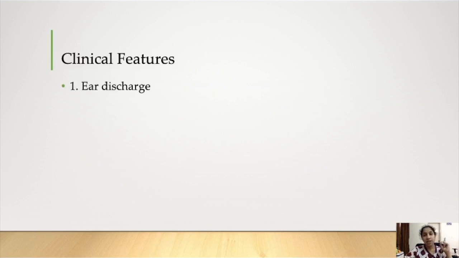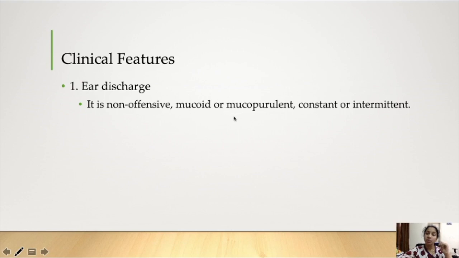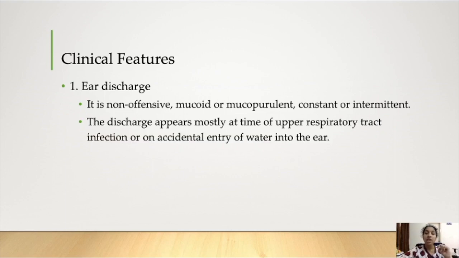Clinical features: ear discharge. It is non-offensive, mucoid or mucopurulent, constant or intermittent. It is constantly coming or only intermittently coming. So this is ear discharge. The discharge appears mostly at the time of upper respiratory tract infection or on accidental entry of water into the ear.